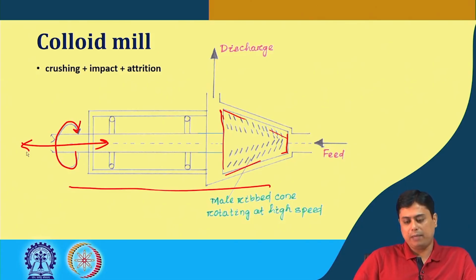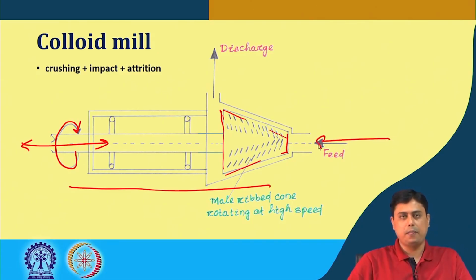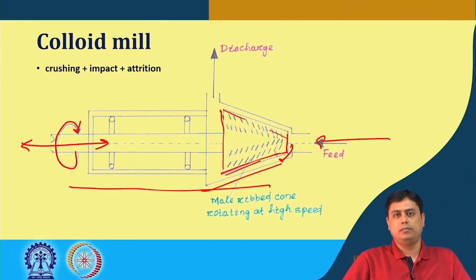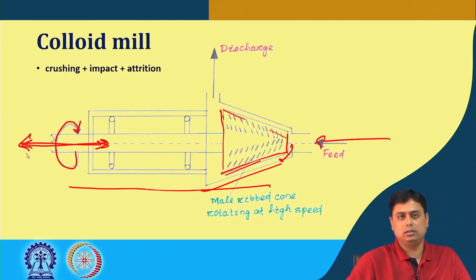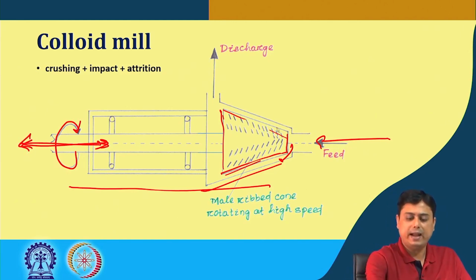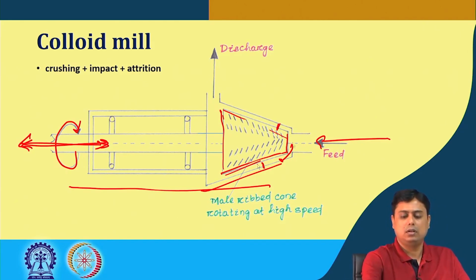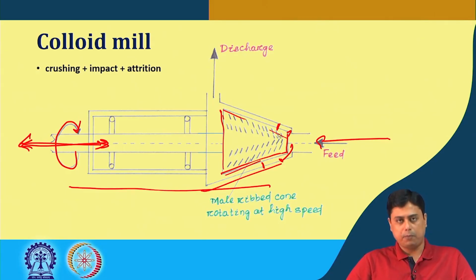Here the feed comes in from this side and goes into this chamber through the gap between the static wall, the chamber created by this solid wall, and the head of the spindle. By horizontal movement of this axis or spindle body, we can adjust the gap between this solid wall and the spindle head, and so the product size or its distribution is influenced.